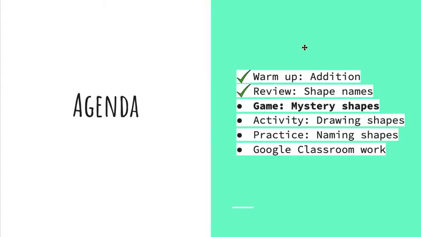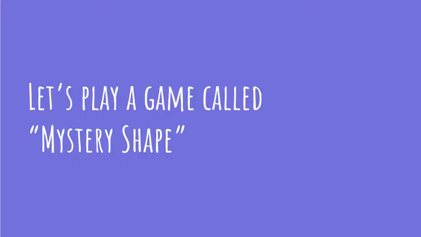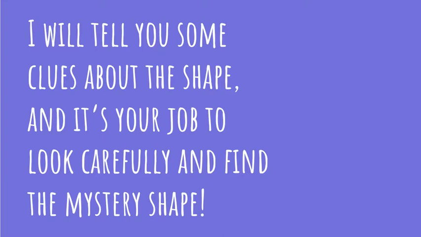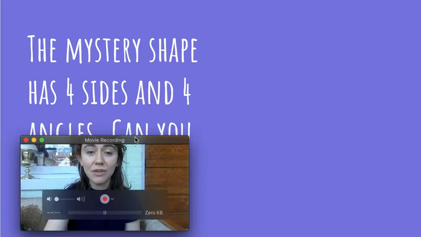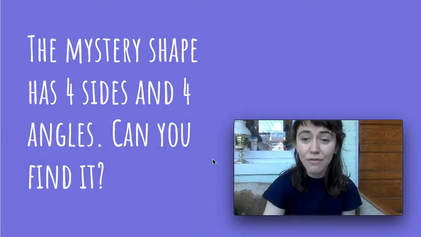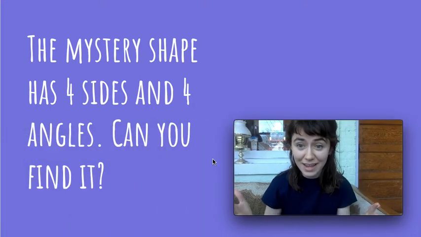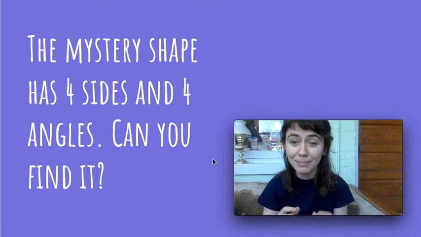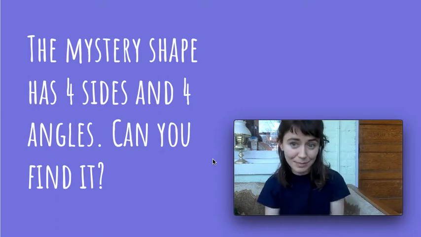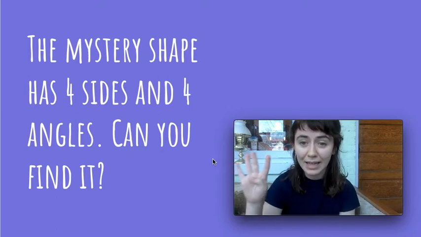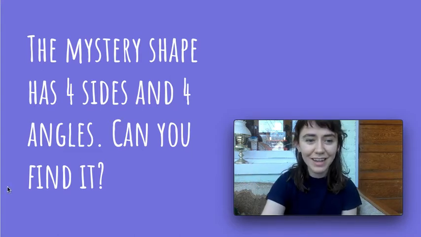So we just checked off our review of shape names, and that means we're ready to play our game about mystery shapes. So let's play a game called Mystery Shape. The way it works is I will tell you some clues about the shape, and it's your job to look carefully and find the mystery shape. So let's get started. The mystery shape has 4 sides and 4 angles. Can you find it? I'm about to show you pictures of a couple different shapes, and your job is to count the sides and count the angles to see if it's the mystery shape. Remember, we're looking for 4 sides and 4 angles, all right? Let's try it.